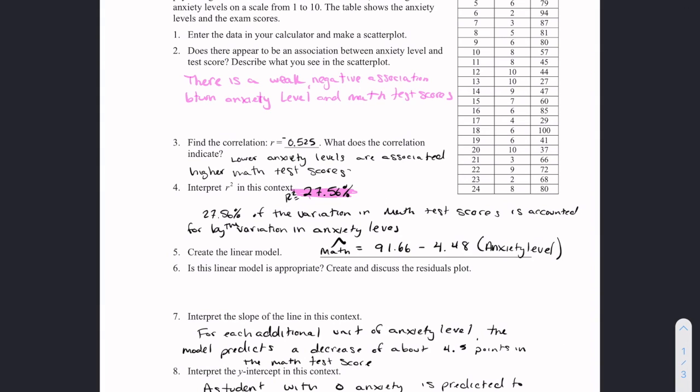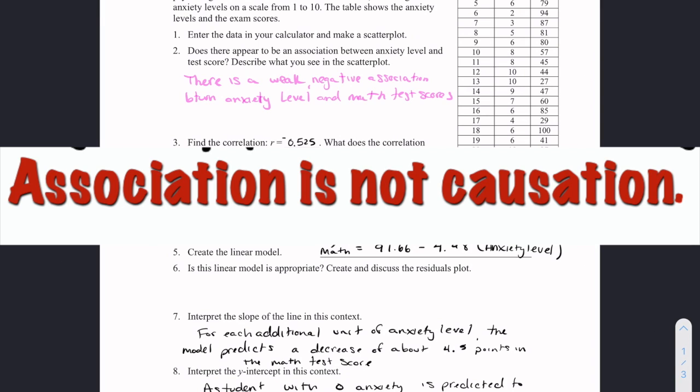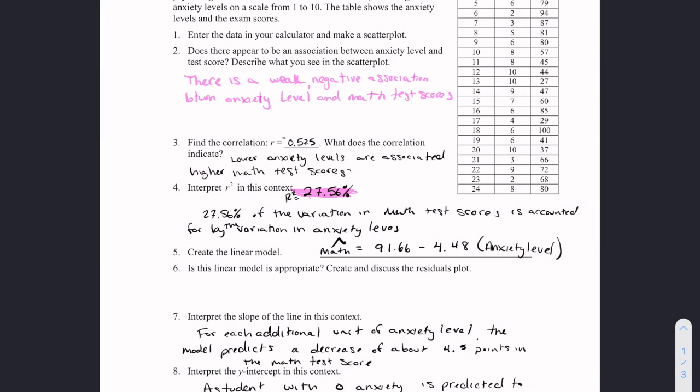One word of caution before I leave you: like everything, association is not causation. We're not saying if someone has high anxiety that they will have lower test scores. We're just saying there is an association between these two. So always keep that in mind. So with that, we'll end this example, and we are going to then jump straight into the notes with the next video.